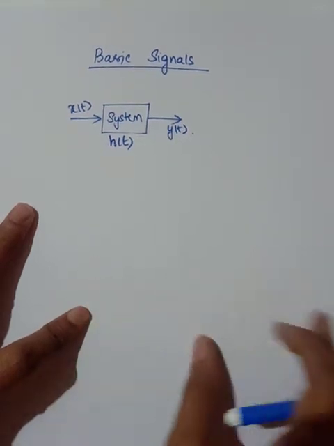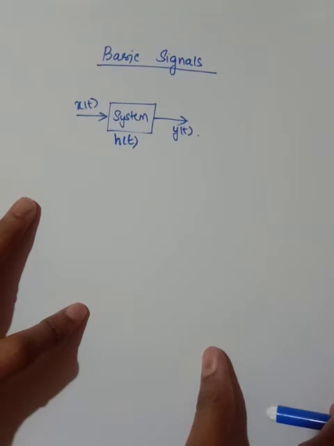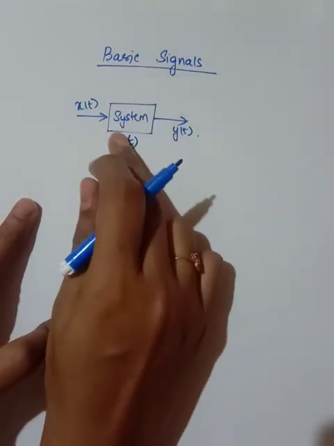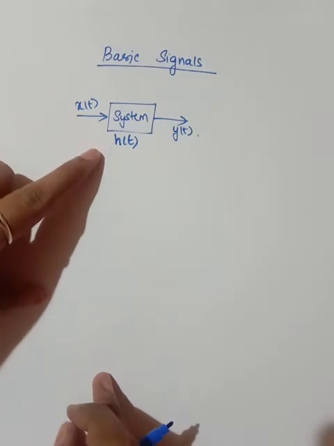Students, in this video we are going to discuss the basic signals. Before going to this basic signal concept, we need to know why we need to study the basic signals and their properties. Consider a system. The system can do any functionality, either a filtering operation or a convolution operation, whatever the operation it may be.